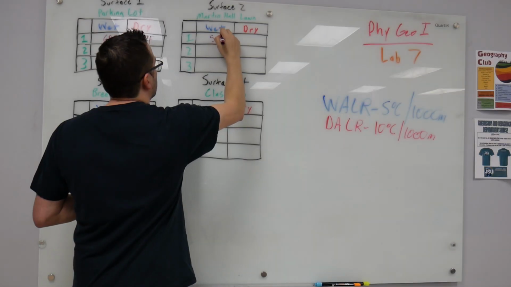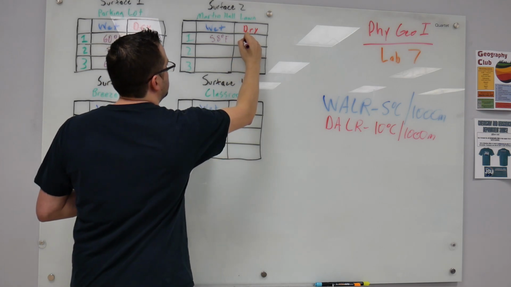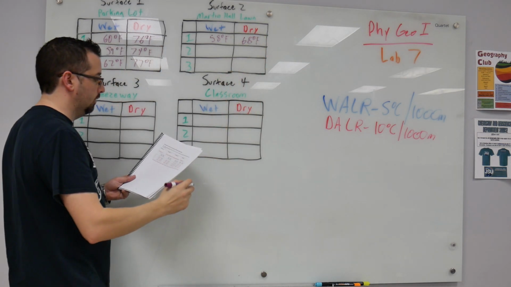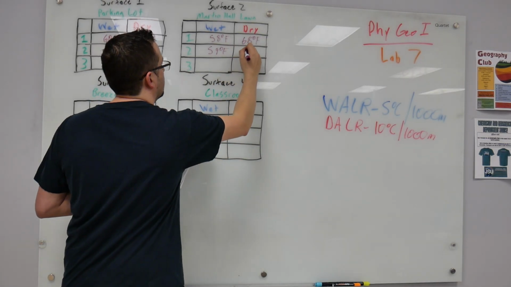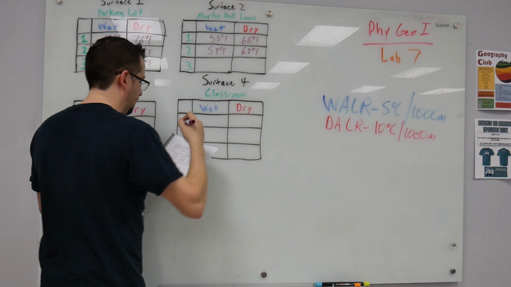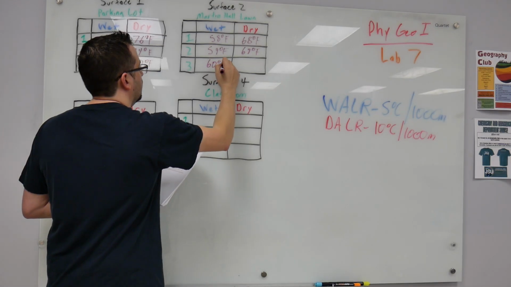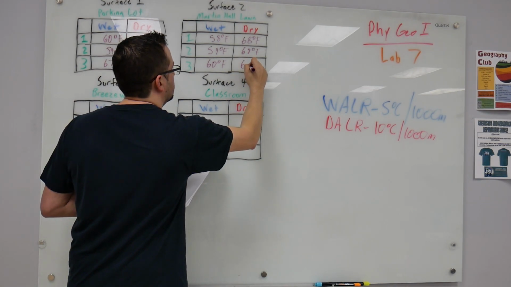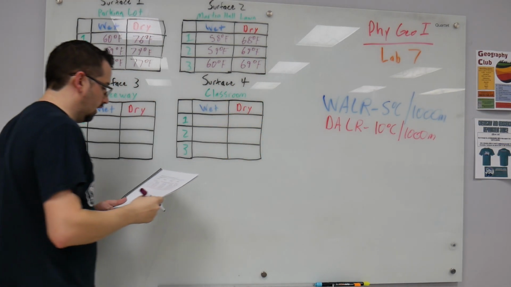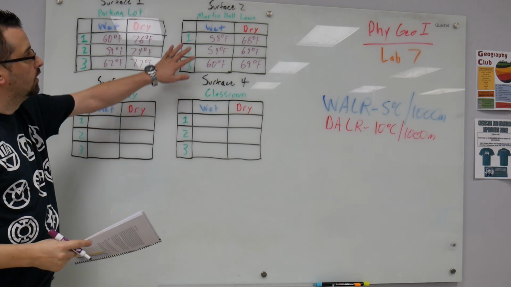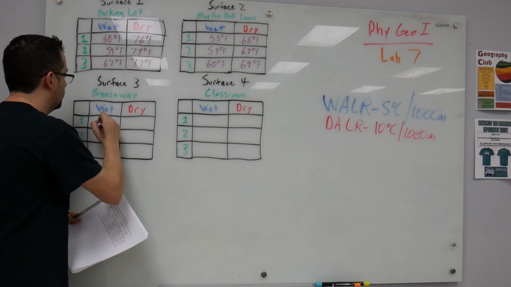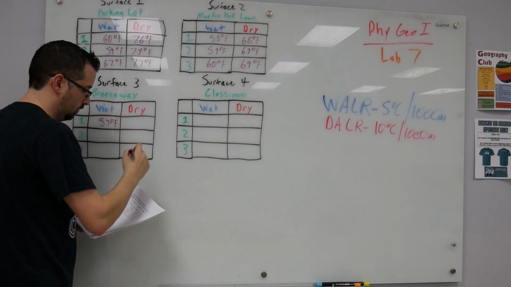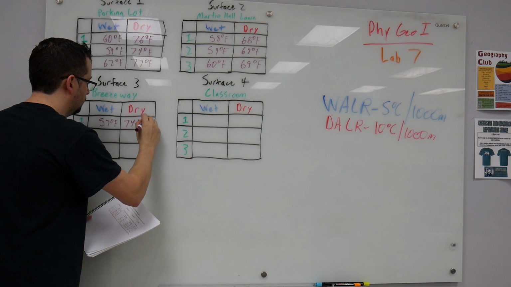All right, so the Martin Hall lawn. All right, 68. Okay, 59. 69 degrees F. 69 again. Okay. All right. So that is the readings that I took for the Martin Hall lawn. Okay, now we're going to continue to the breezeway. So. All right.